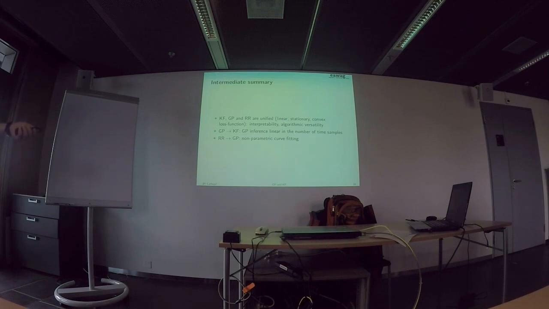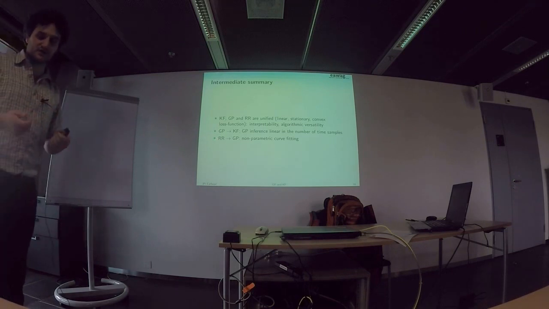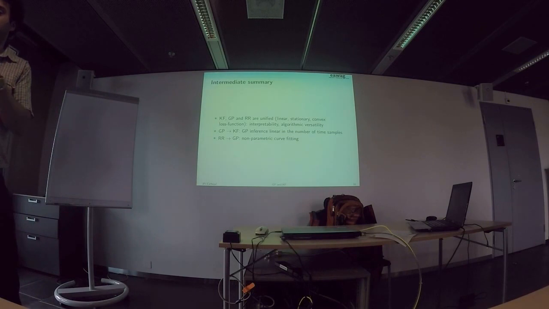And so the advantage of this is clear. You can do inference in linear time in the number of time samples. And the good thing about Gaussian process regression is that you don't have to propose a particular family of functions, right? In regular regression, you usually have to say what F looks like.